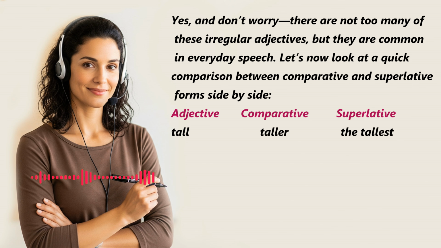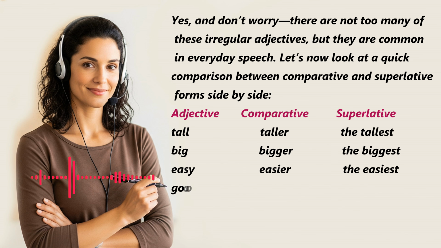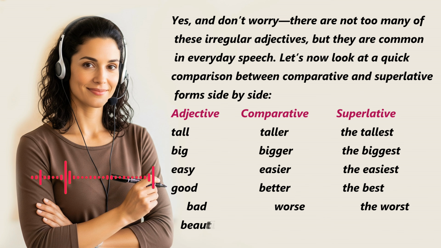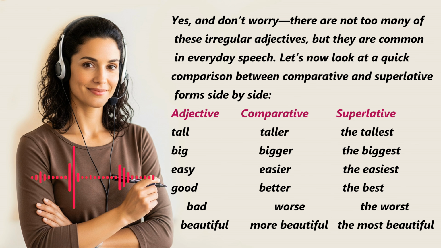Let's now look at a quick comparison between comparative and superlative forms side by side. Adjective, comparative, superlative. Tall, taller, the tallest. Big, bigger, the biggest. Easy, easier, the easiest. Good, better, the best. Bad, worse, the worst. Beautiful, more beautiful, the most beautiful.